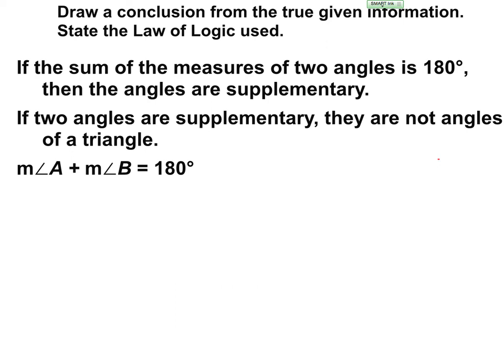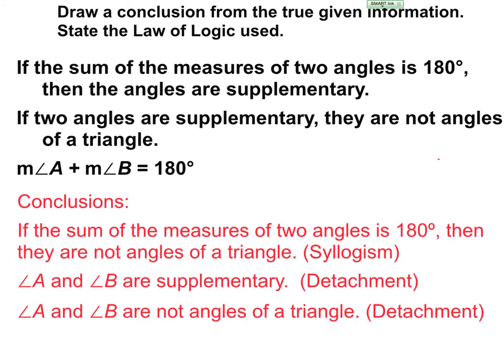Yeah. The sum of the measures of two angles is 180 degrees, and they are not angles of a triangle. Correct. Okay, I'll show it. I've got some more at the bottom, but the syllogism: if the sum of the measures of the two angles is 180, then they are not angles of the triangle.